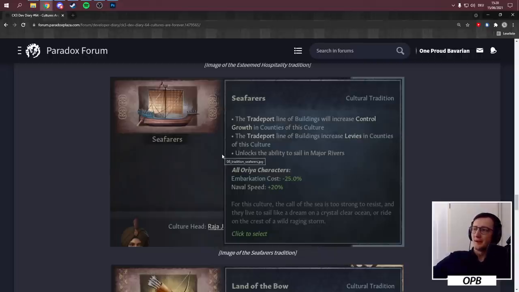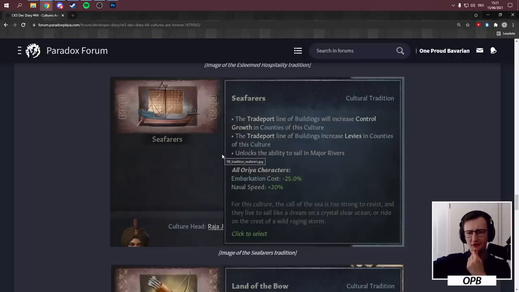Does that mean... Oh my god, does that mean that cultural innovations that are maybe regional or culture group specific, like for example the longboat ability for the Norse characters, can potentially be had as a tradition instead?